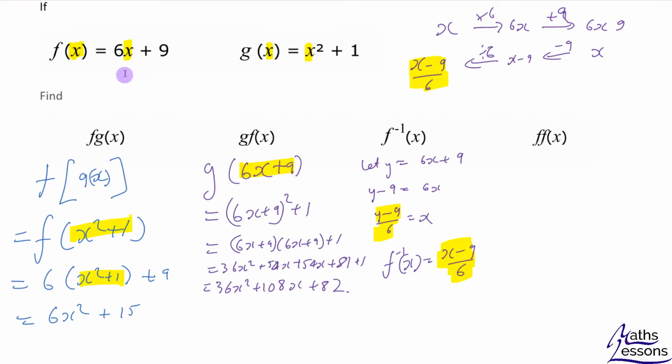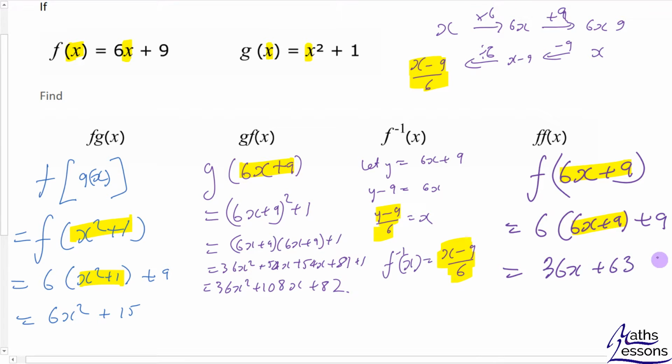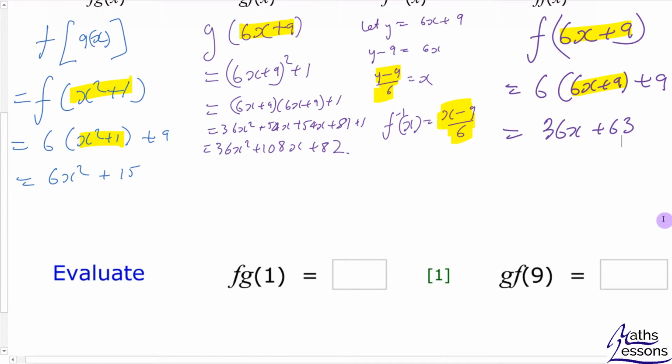Right, so f of f of x. So we're going to take 6x plus 9 and we're going to do f of it again. So we're going to do f of 6x plus 9. That means we're going to put 6x plus 9 everywhere where the x is. So that is equal to 6 times (6x plus 9) again. So 6 times 6x is 36x. 6 times 9 is 54, plus 9 is 63.